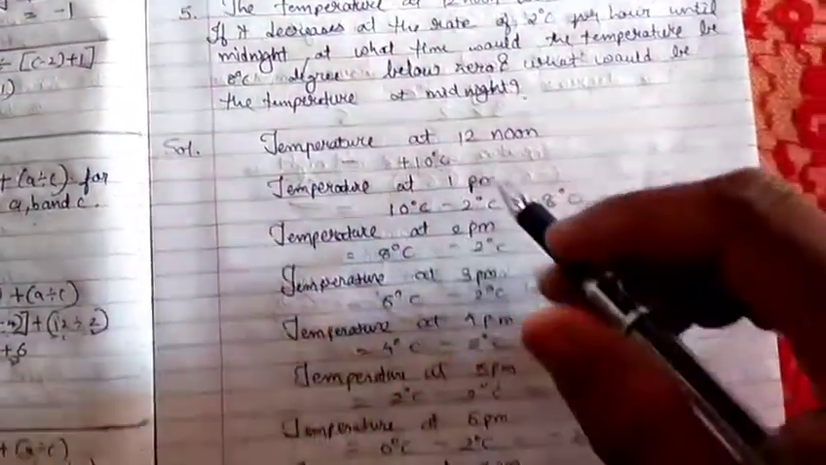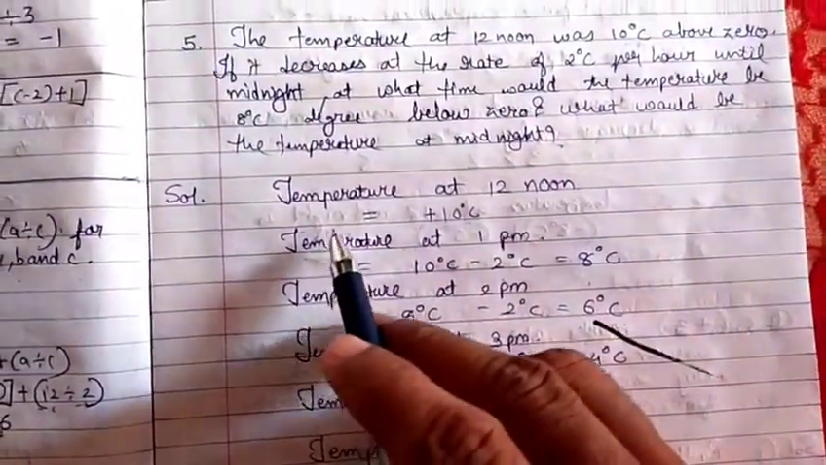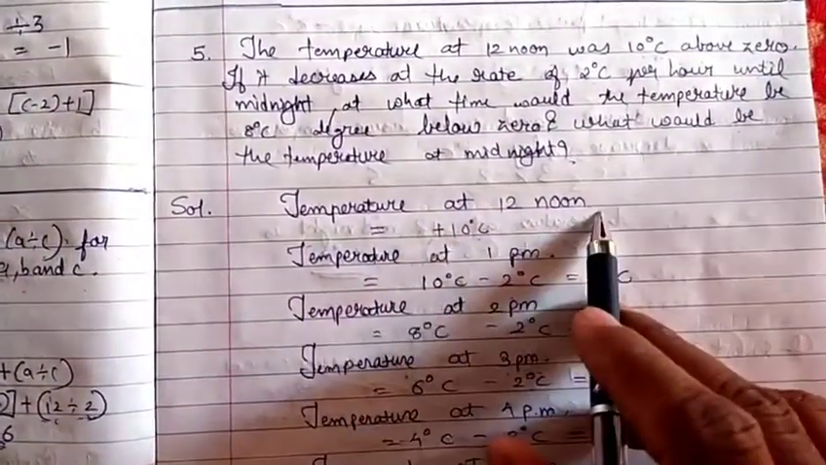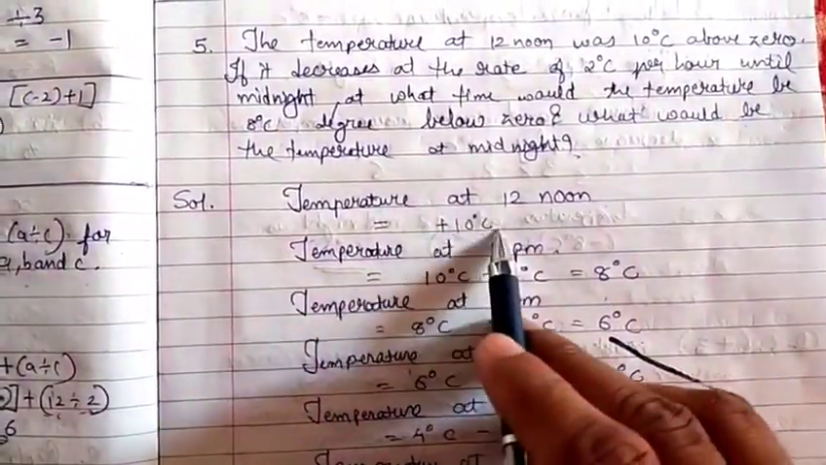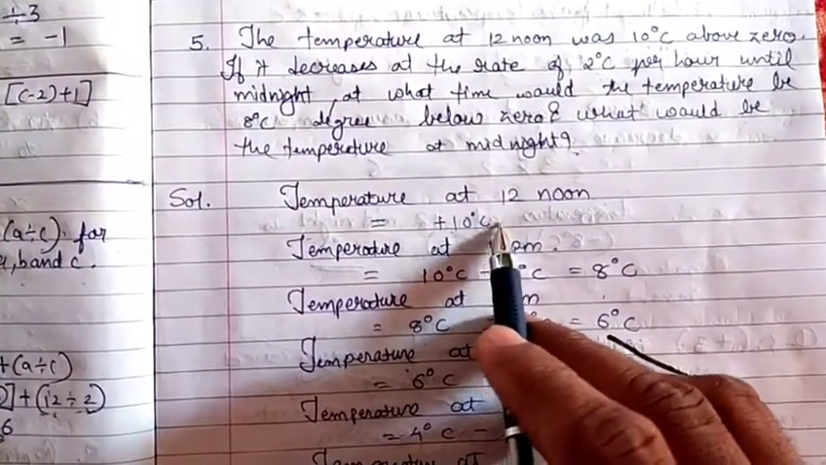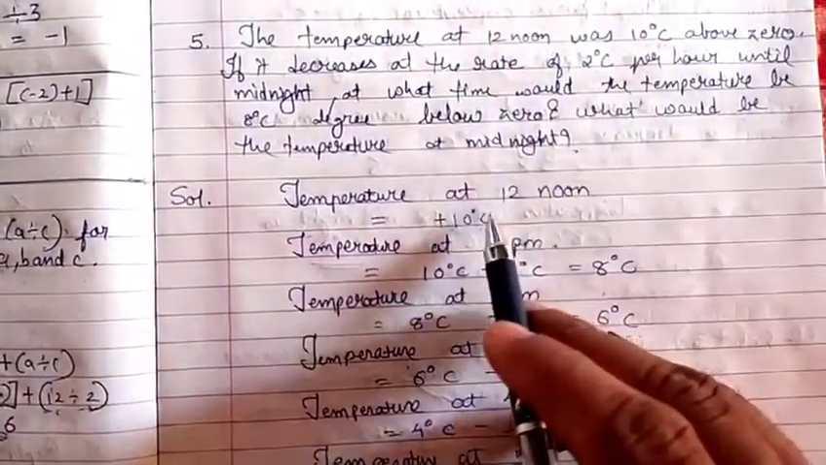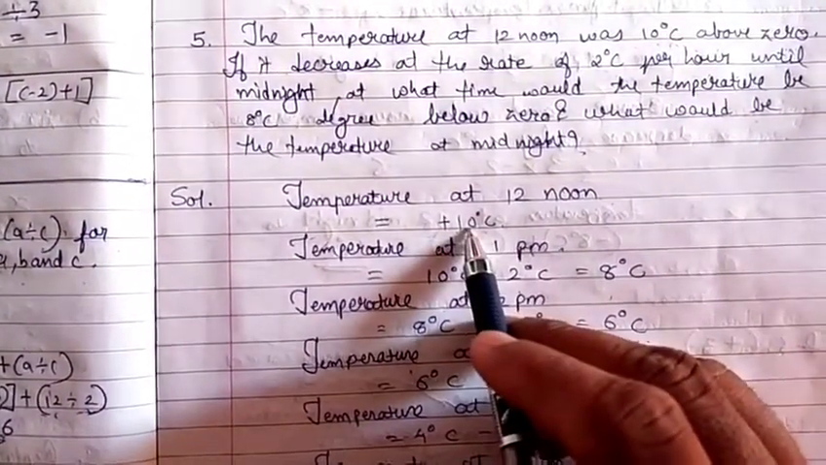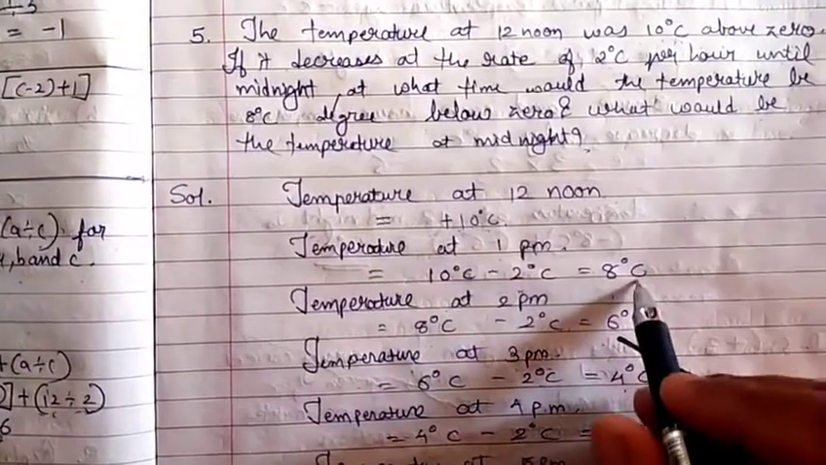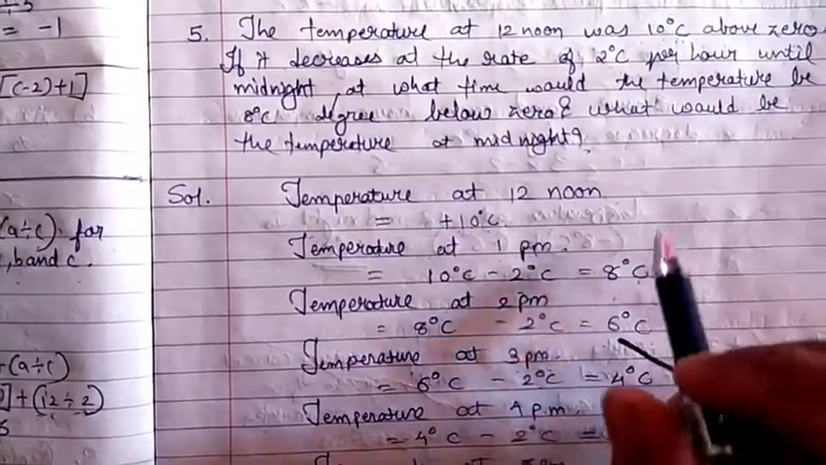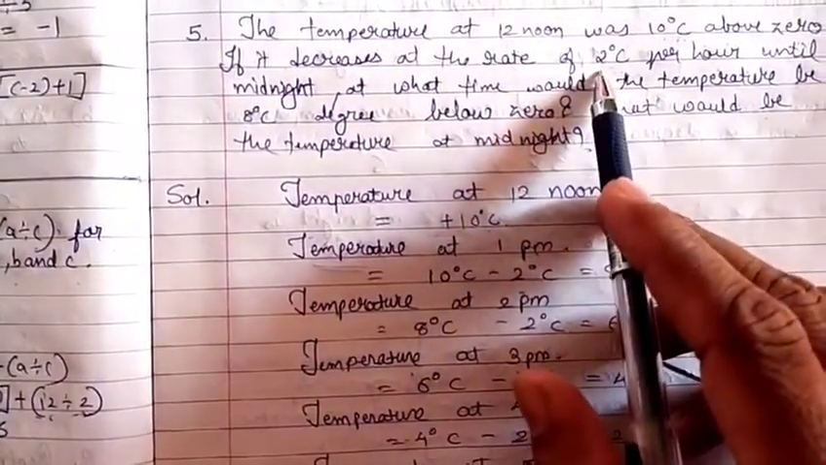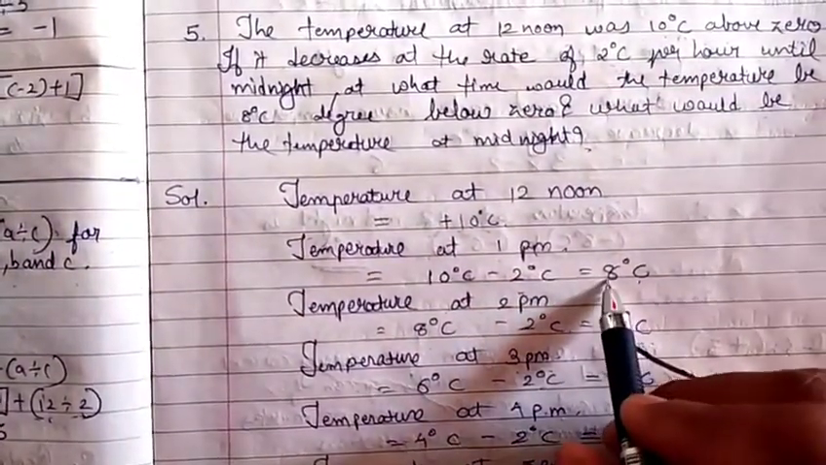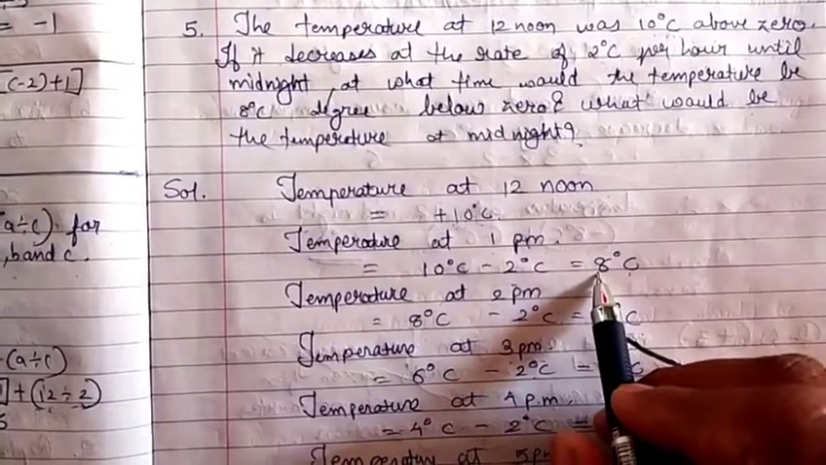Now dear student, how to do this? See, you have to do it step by step. You start with the temperature at 12 noon, which is given as positive 10 degrees Celsius. Then after 1 hour, at 1 p.m., the temperature will be 10 degrees Celsius minus 2 degrees Celsius, which gives 8 degrees Celsius. Why? Because the condition says the temperature reduces at the rate of 2 degrees Celsius per hour. So at 1 p.m. the temperature is 8 degrees Celsius.